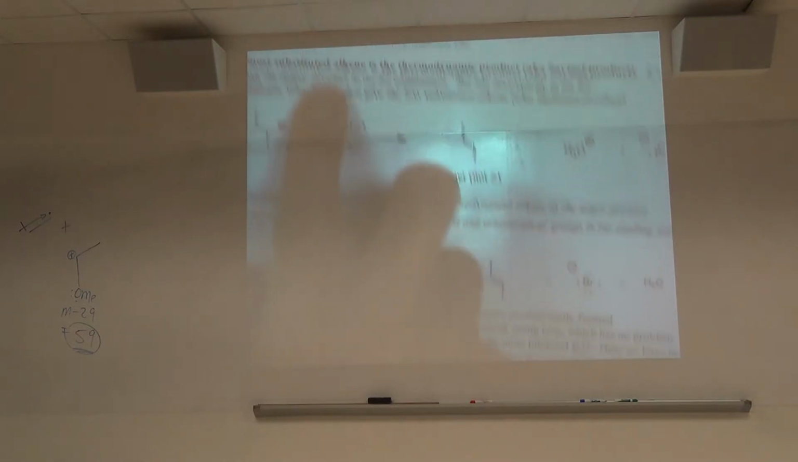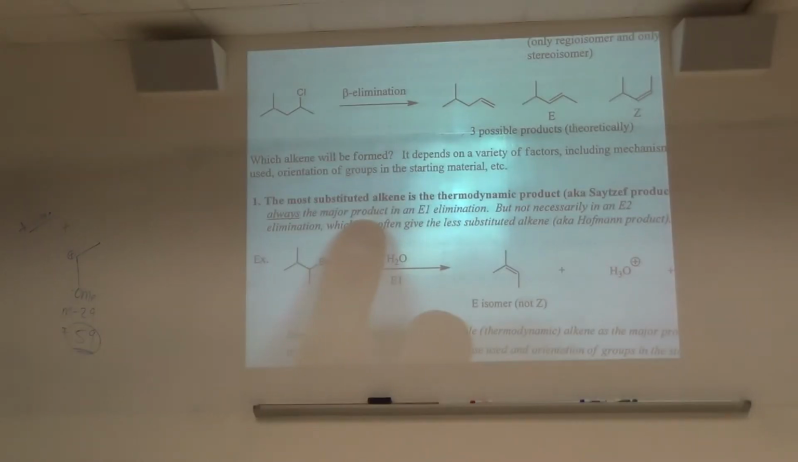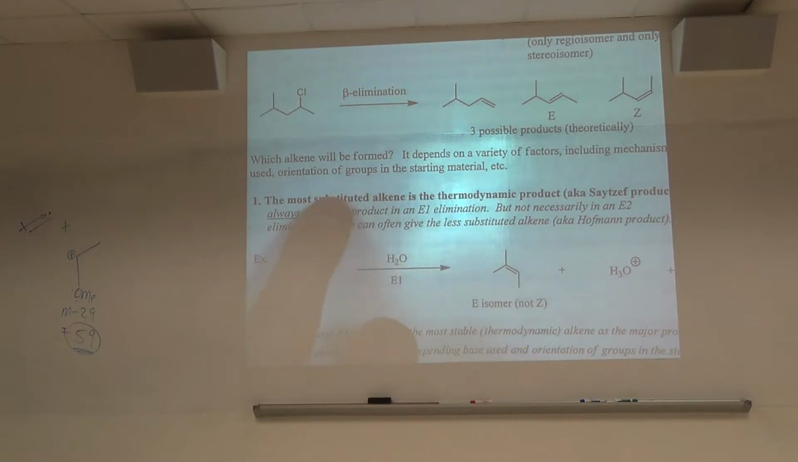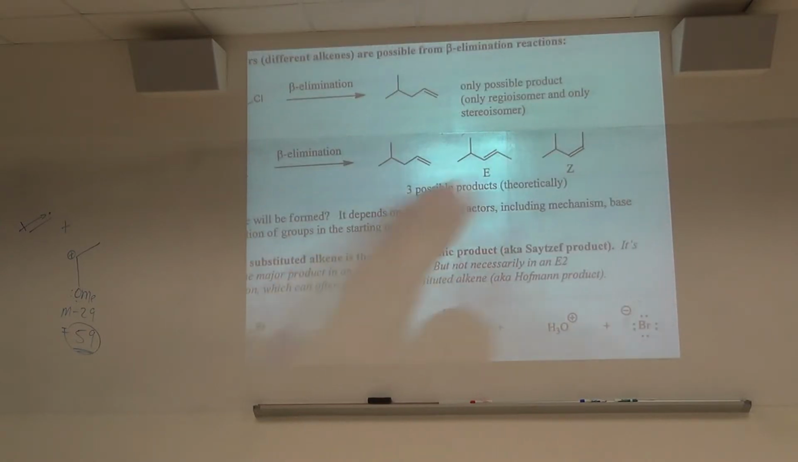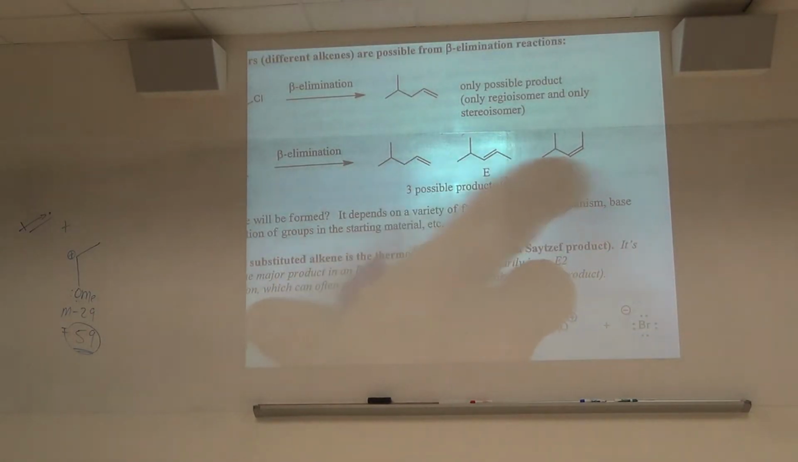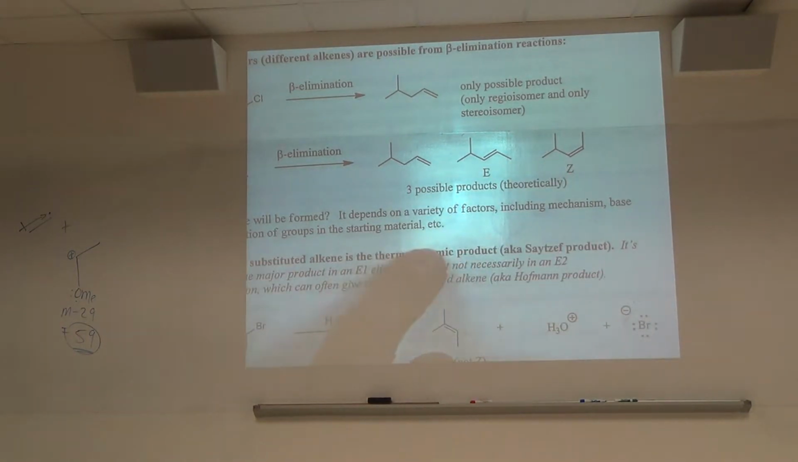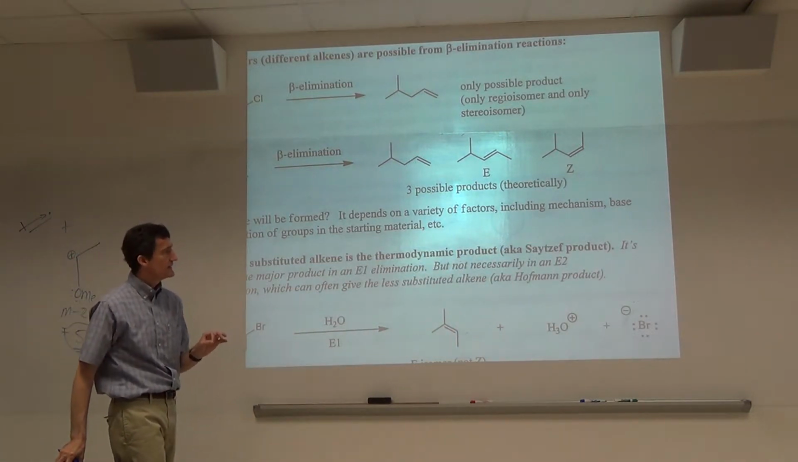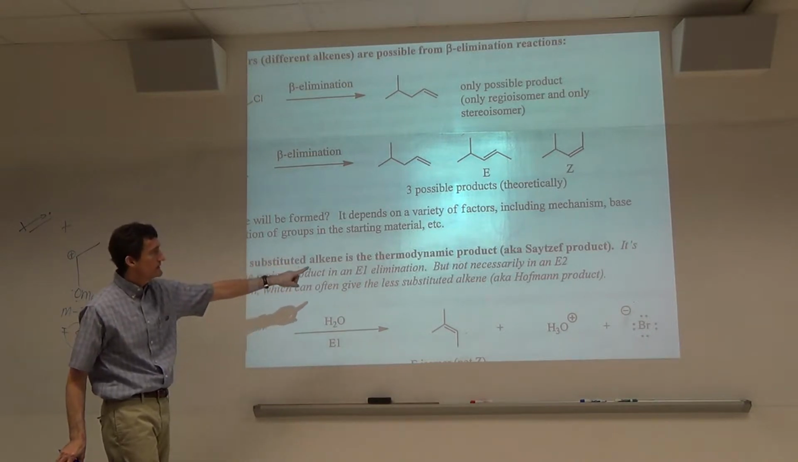All right, so the first thing we've already said 2 or 3 times. The most substituted alkene is the thermodynamic product, meaning it's the most stable product. Most substituted. Those are the most substituted; it's actually stereoisomers. Thermodynamic. I don't think we've seen Zaitsev. Zaitsev is a term used in elimination whenever you get the most substituted alkene.